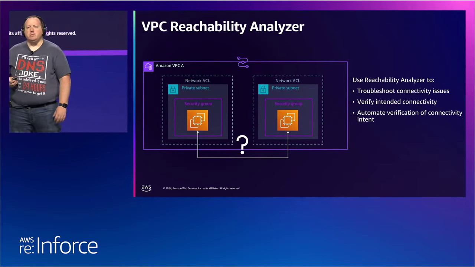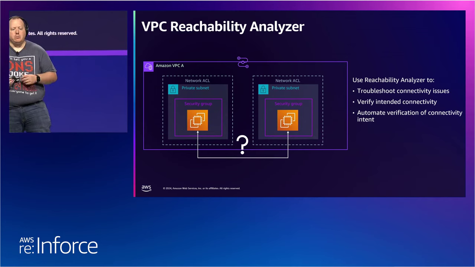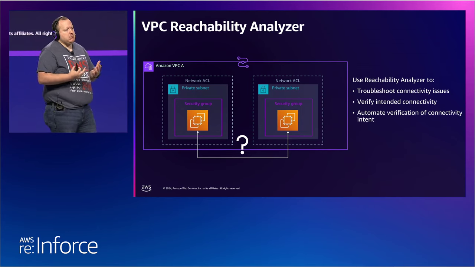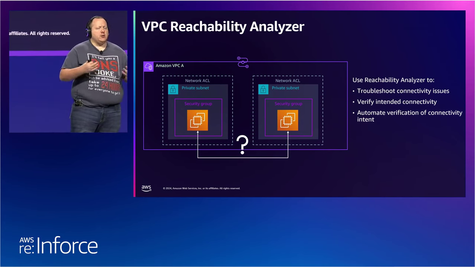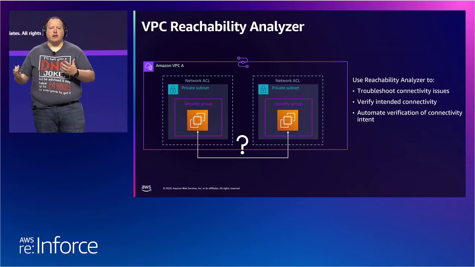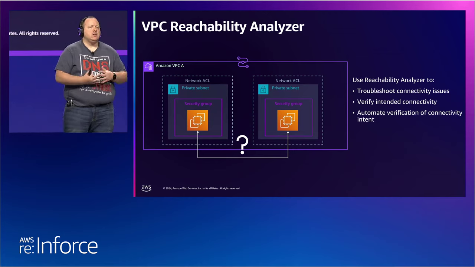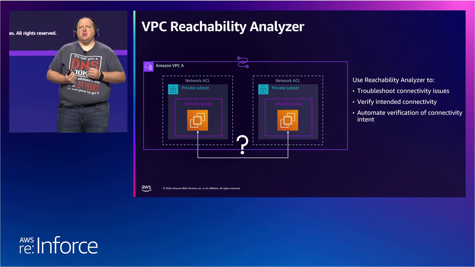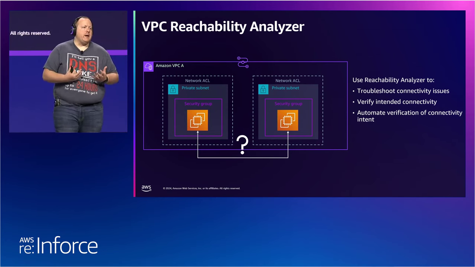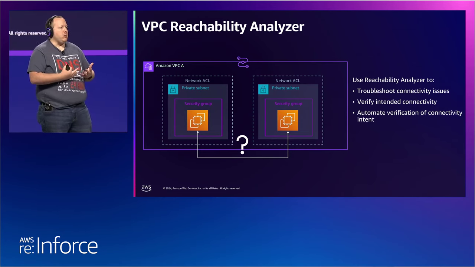What about VPC Reachability Analyzer, and where does that fit into the picture? With VPC Reachability Analyzer, we're able to analyze the path from one end to another and why something is not working correctly or why it is working correctly. It allows us to troubleshoot various connectivity issues, but it's also a way to automate connectivity reporting.